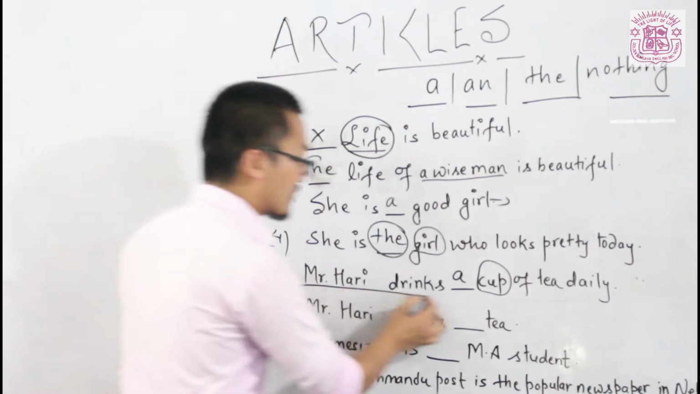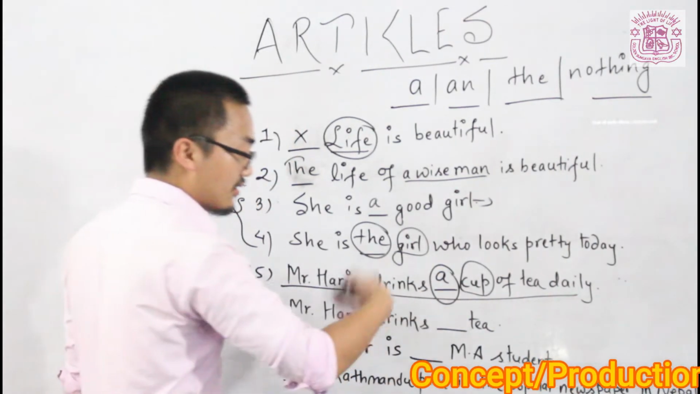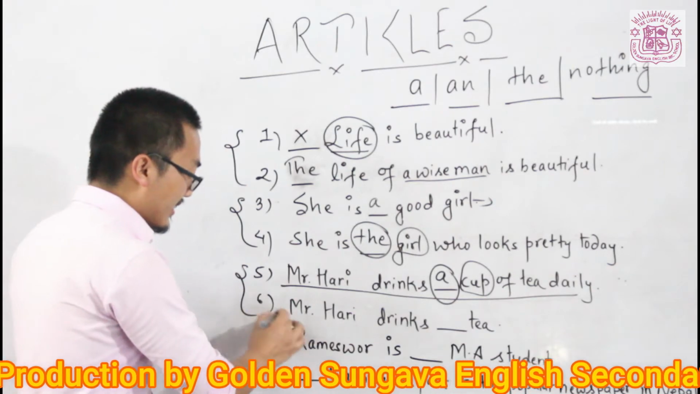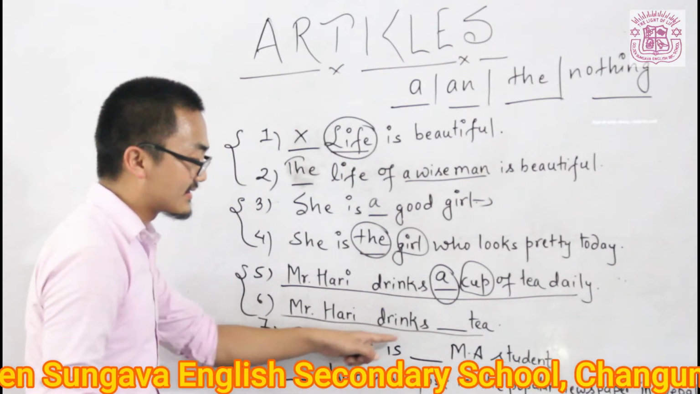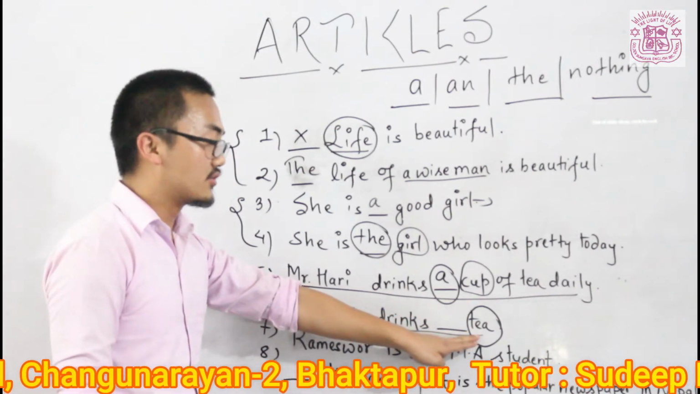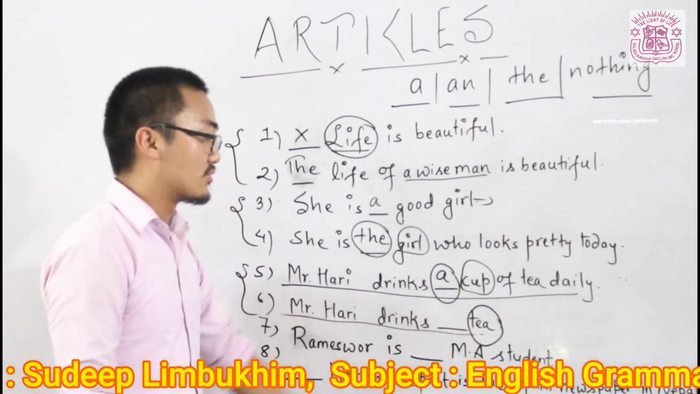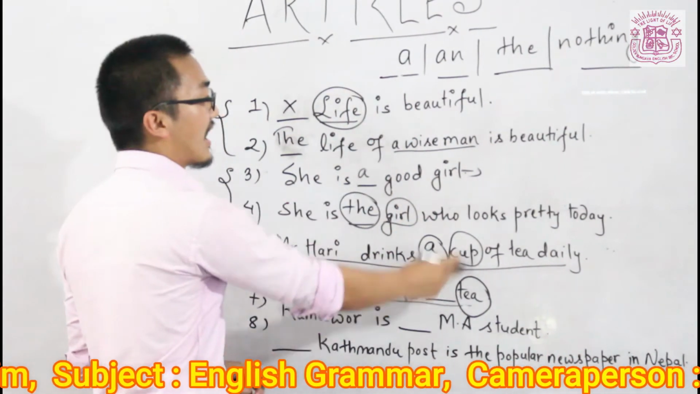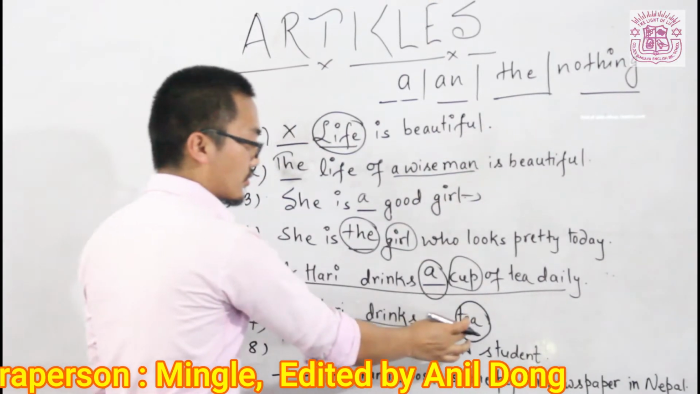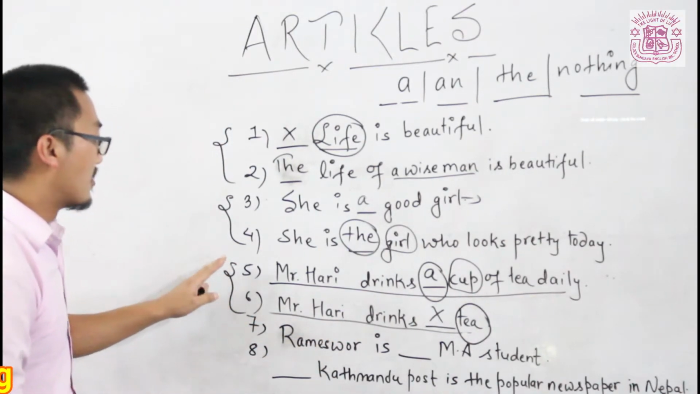And this is one of the regular habits of Mr. Hari too. And we have to keep A, not an, because when you pronounce cup, it sounds like a Vyanjan Varna, so you have to keep here A. Similarly, now in question number 6 you can see "Mr. Hari drinks tea." So here tea, which noun does it belong to? Tea is a material noun. That means we cannot count this tea. So that's why we don't have to use a, and we don't have to use an. Similarly there is no specification for the tea, so that's why we don't use the also. So now we have to use nothing. So you can simply put a cross in this sentence. So this is about number 5 and 6.